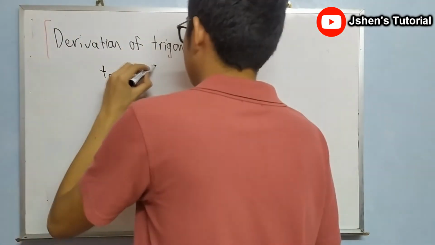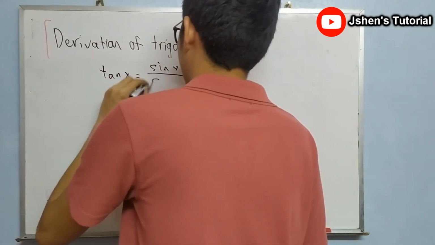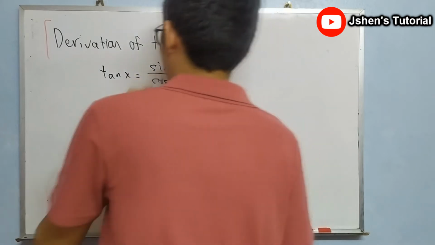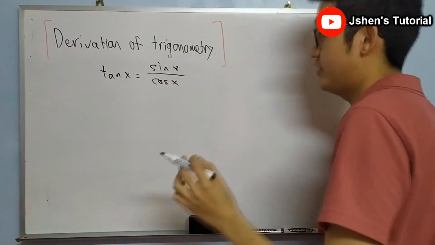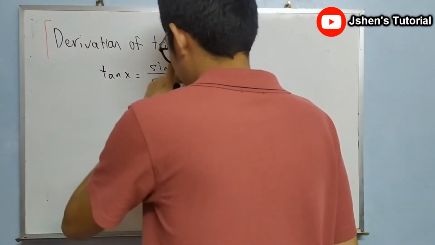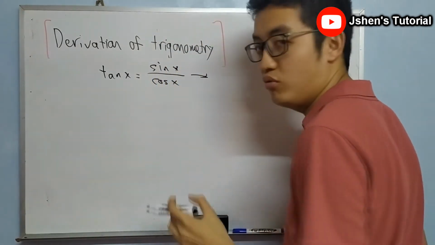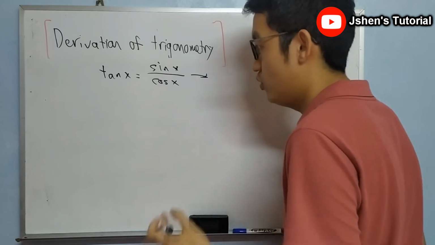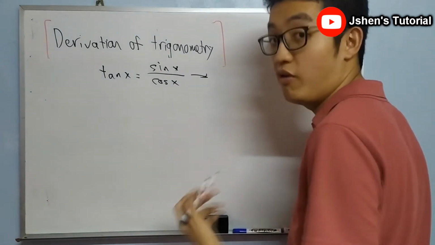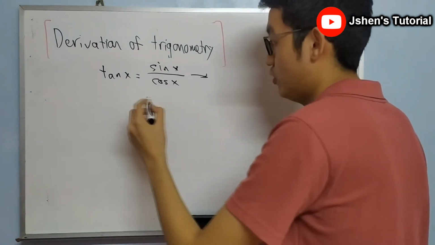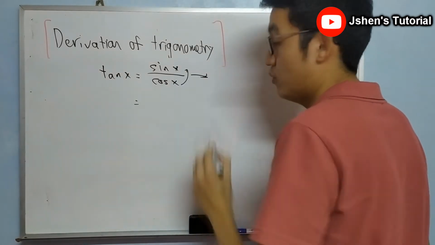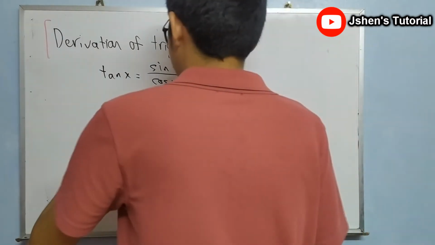Tangent x is equal to sin x over cos x. Okay, this is tangent x. Now from this function you are going to use either product rule or quotient rule to differentiate tangent x. But for me, I like to use product rule. So I will move up cos x.